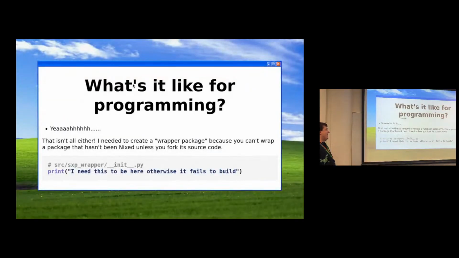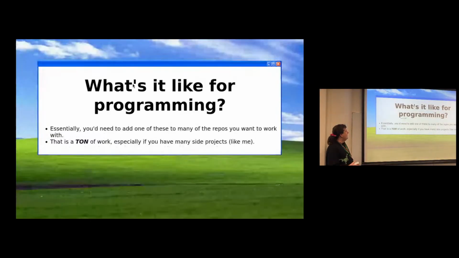Yeah. So that isn't all either, because in order to get it working, I needed to create a wrapper package, because you can't just wrap a package that hasn't been nixed unless you fork its source code, which is really annoying. So I need to write this Python code saying, print, I need this to be here, otherwise it fails to build. Insanity, right? But yeah, if you need to add those sorts of configurations to every single repo that you work on, it's a ton of work, especially if you have many, many side projects like me. So that was kind of annoying.